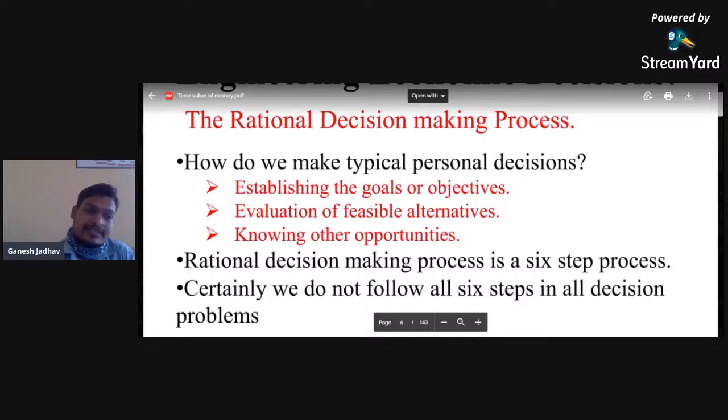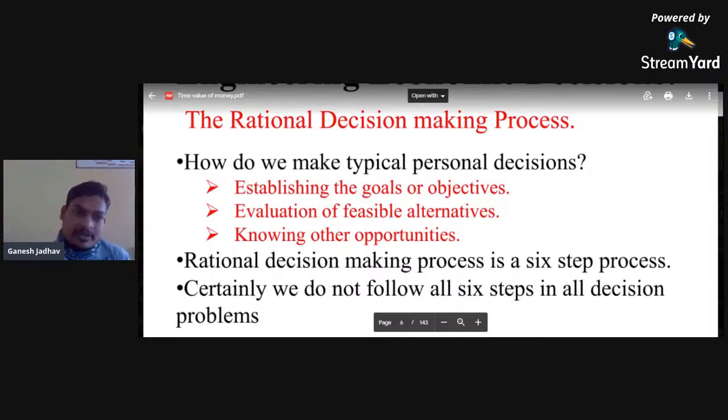So these are the six steps. The first one is to recognize the decision problem. This is the primary requirement. So the first is to recognize the decision problem.